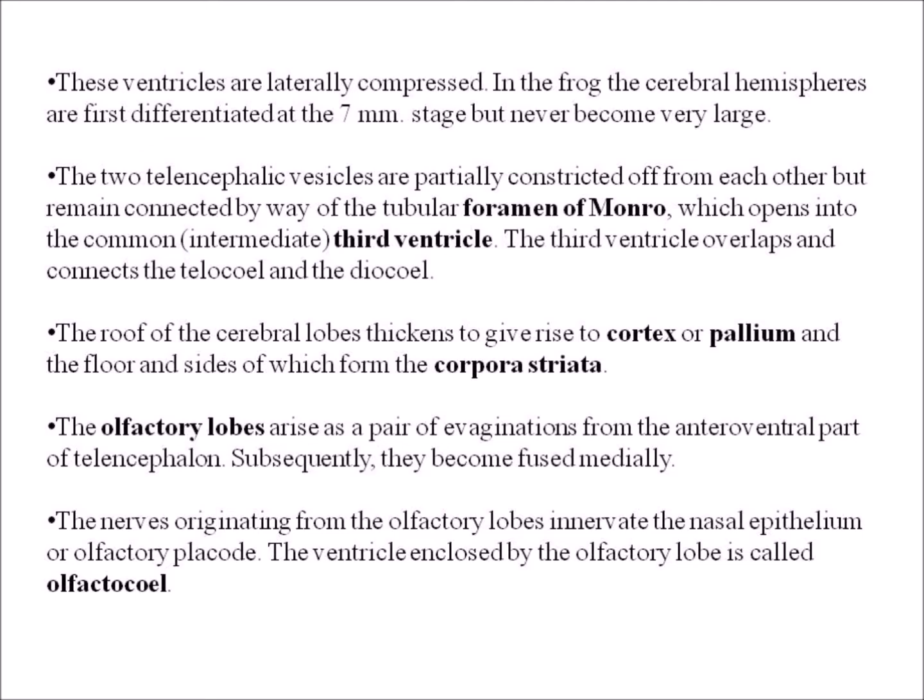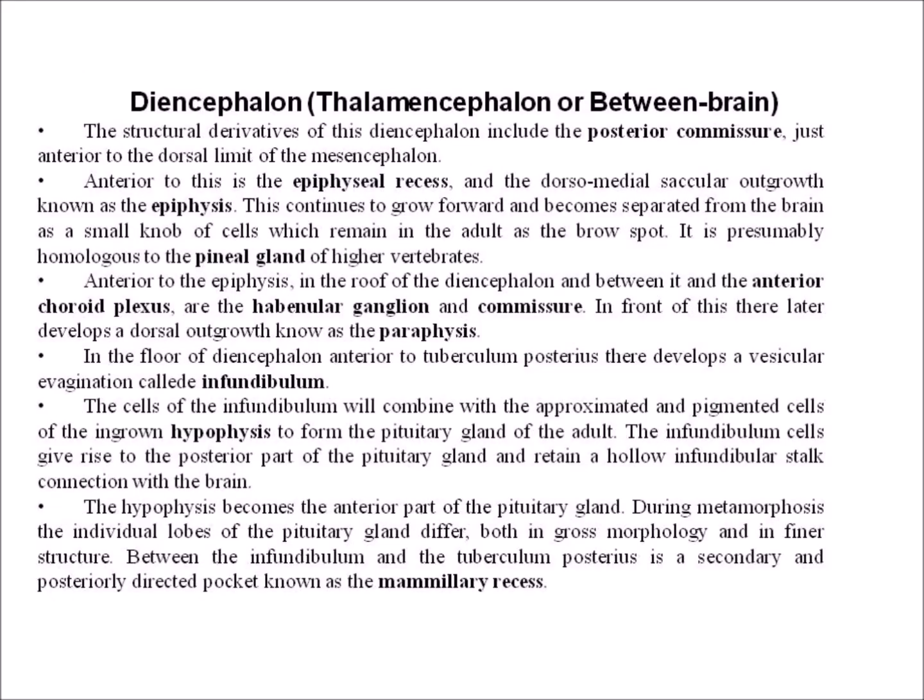The olfactory lobes arise as a pair of evaginations from the anteroventral part of telencephalon. Subsequently, they become fused medially. The nerves originating from the olfactory lobes innervate the nasal epithelium or olfactory placode. The ventricle enclosed by the olfactory lobe is called olfactocele. The next part is diencephalon or thalamencephalon or between brain.